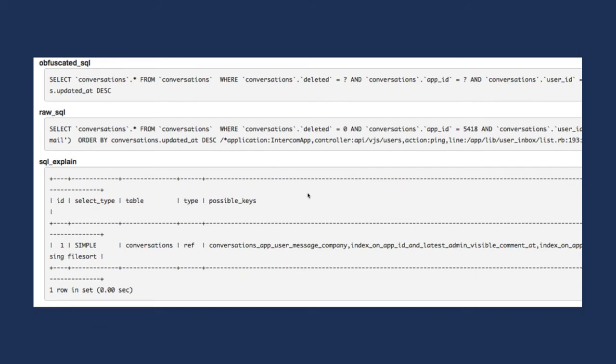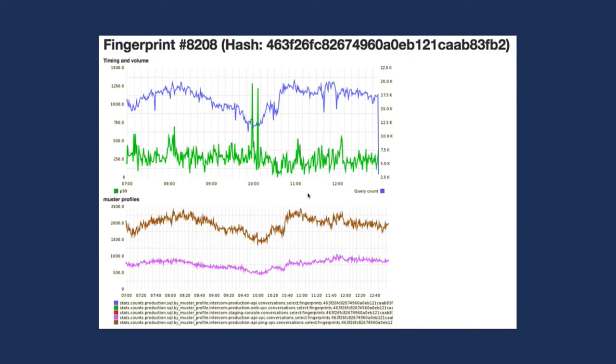For any individual query, we can drill down and see a bunch more information, including its obfuscated form, an example of a raw query, and an explain. This particular query runs 20 million times a day and does a file sort, which is probably not ideal. Definitely not ideal. We can also see query-specific volume and timing metrics, as well as count metrics that show which of our production clusters are running each query. So we can see that for this particular query, it runs 20,000 times a minute, has a P99 of 5 seconds, and it's only called from our API and ping clusters.